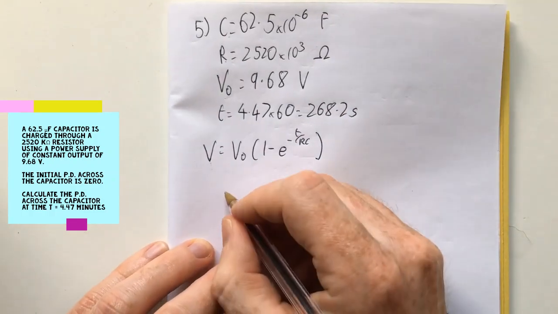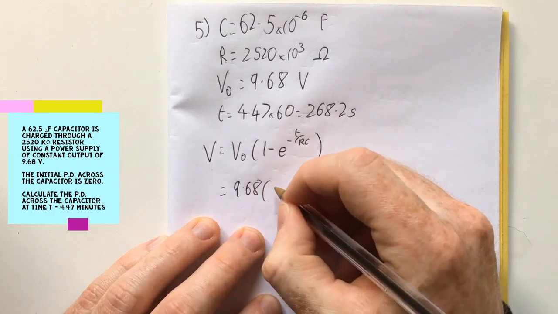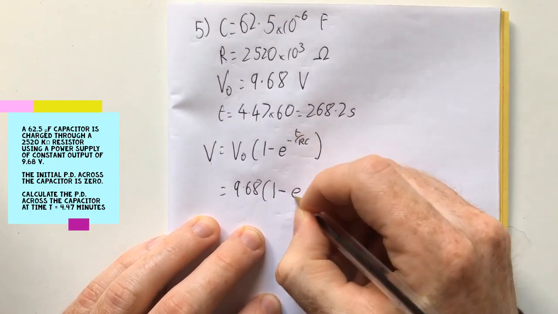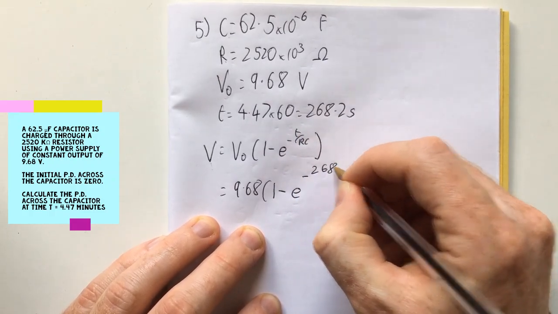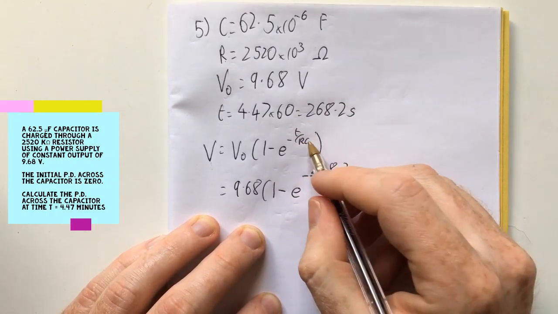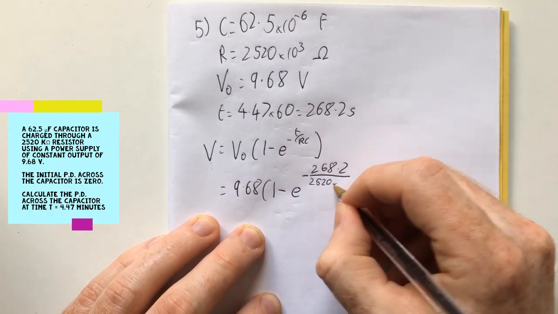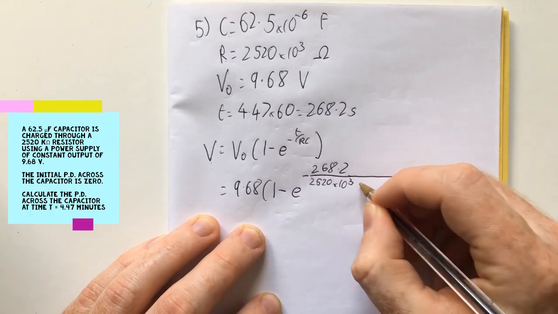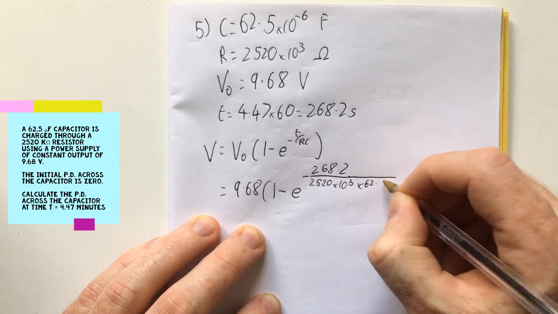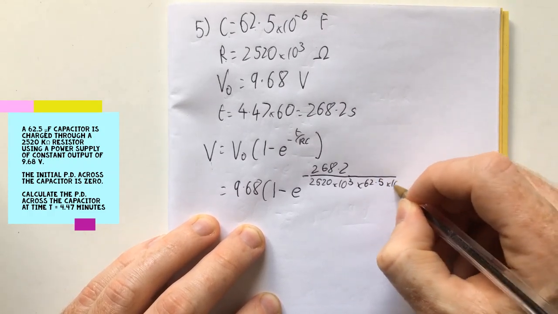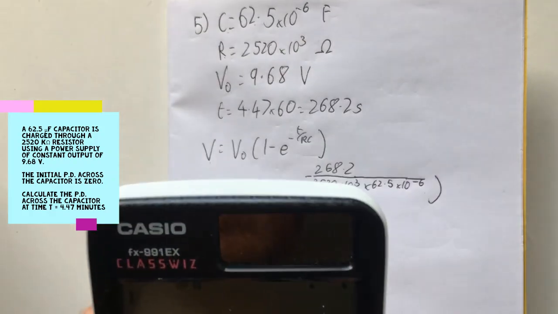So I'm looking to work out V, so I substitute in my values. V0 is 9.68 times, open brackets, 1 minus E to the power of minus T, so T is 268.2 seconds, over R times C. R is 2520 times 10 to the power of 3, times my capacitance, which is 62.5 times 10 to the power of minus 6. In my calculator, that would look something like this.